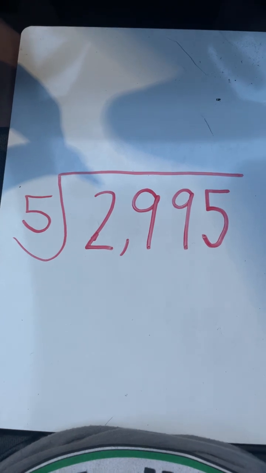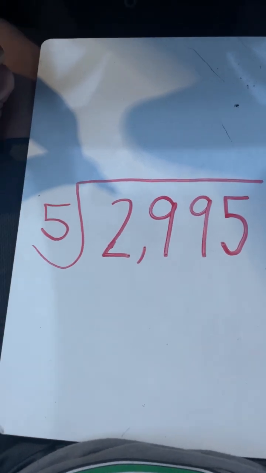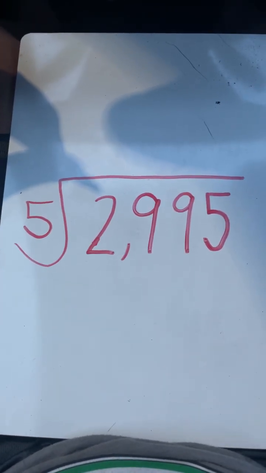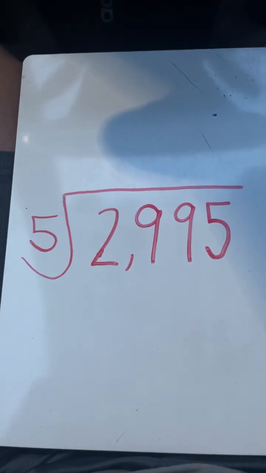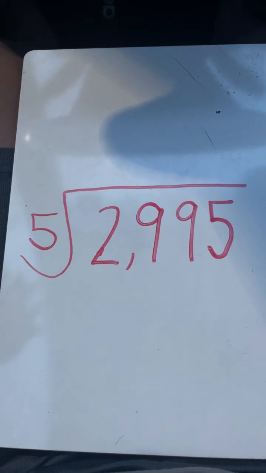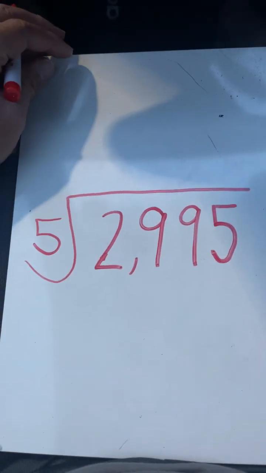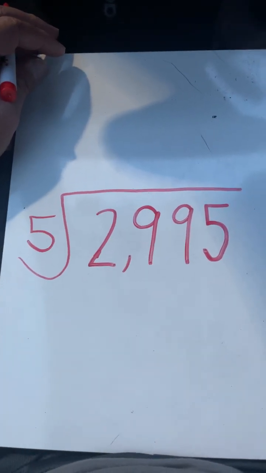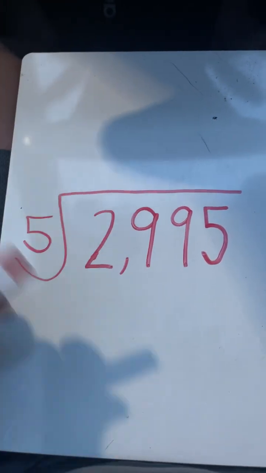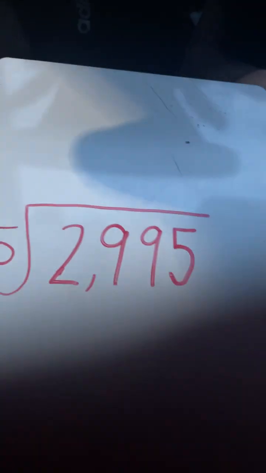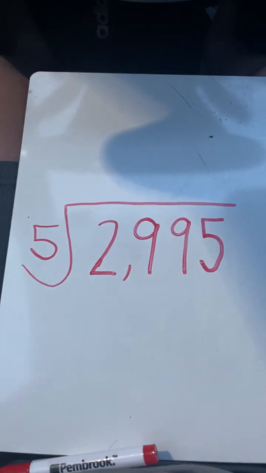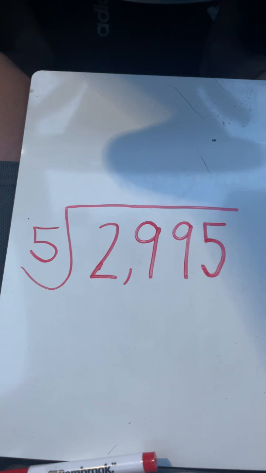So this video is going to focus on long division. I'm going to go through step by step how to solve long division problems. So first step is we want to divide by the smallest number possible. And the only rule is that the number inside the square has got to be bigger than the number outside the square.